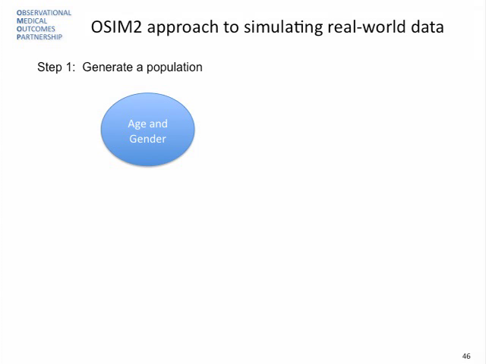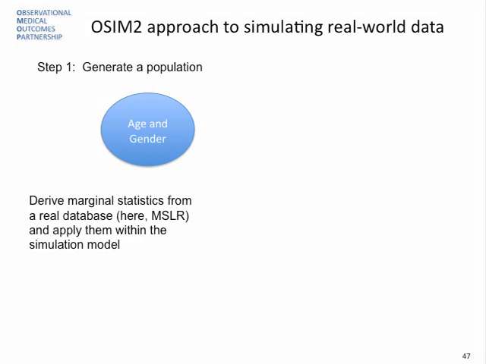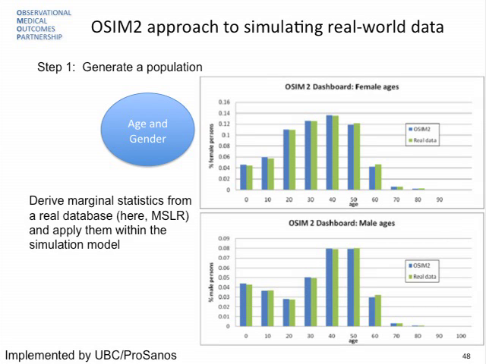So the approach that we took was to take real data sets and derive marginal statistics from those data sets. The example data I'll show you in a minute is from this MSLR database, and we apply them within the simulation model. It's a pretty simple thing to do: we want ages to be distributed as they are in the database, so you sample from a distribution of ages similar to the database, and lo and behold, you get age and gender distributions that look a lot like the real database. On these graphs, for example, the blue bar represents the simulated data, and the real data is represented by the green bars. And we got a nice match across genders and ages to this particular data set.